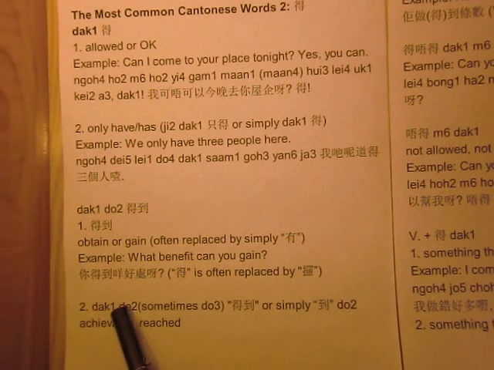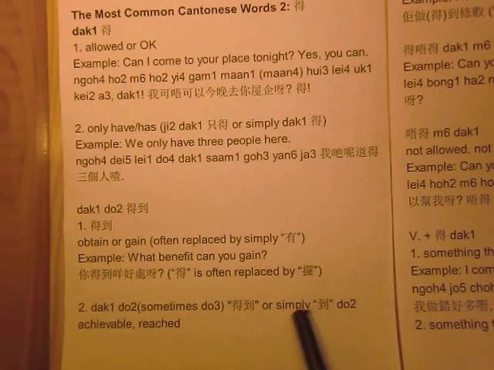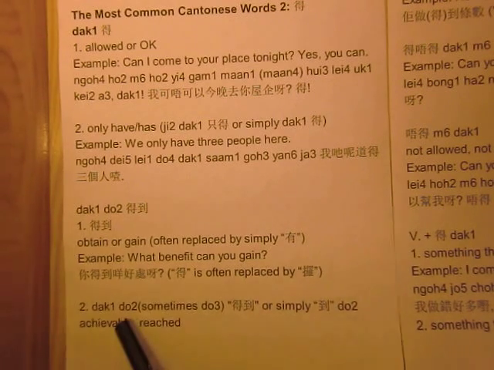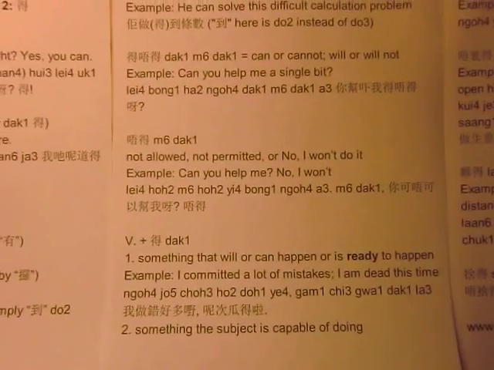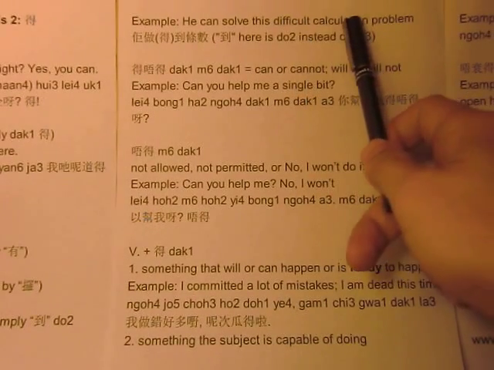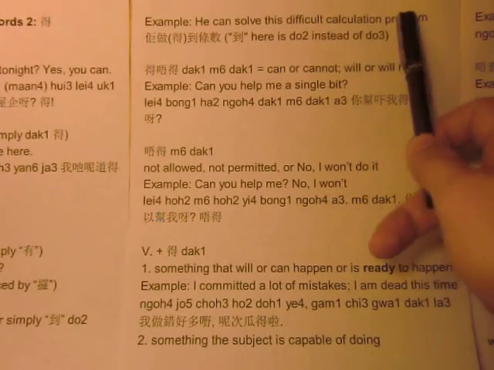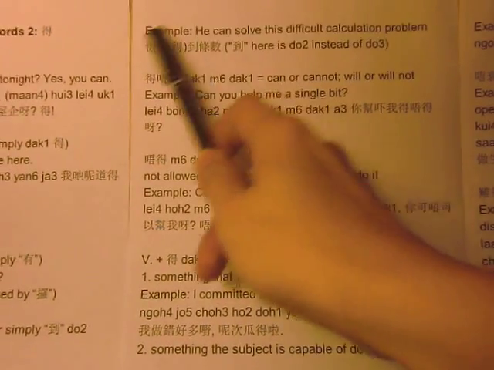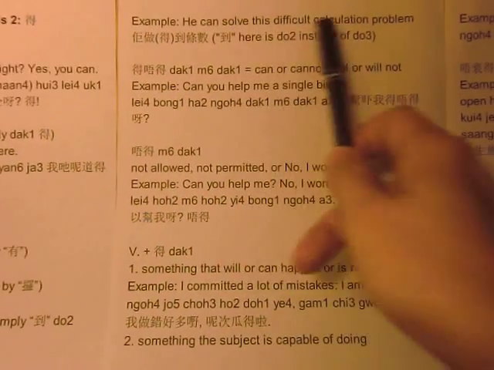And then 得到, or sometimes you can also use 得到, or just 到 to mean achieve or reach. So for example, he can solve this difficult problem. The problem is very difficult and it's a calculation problem. So how do you say it in Cantonese? He, 佢, whether he or she, we use 佢, solve the problem.